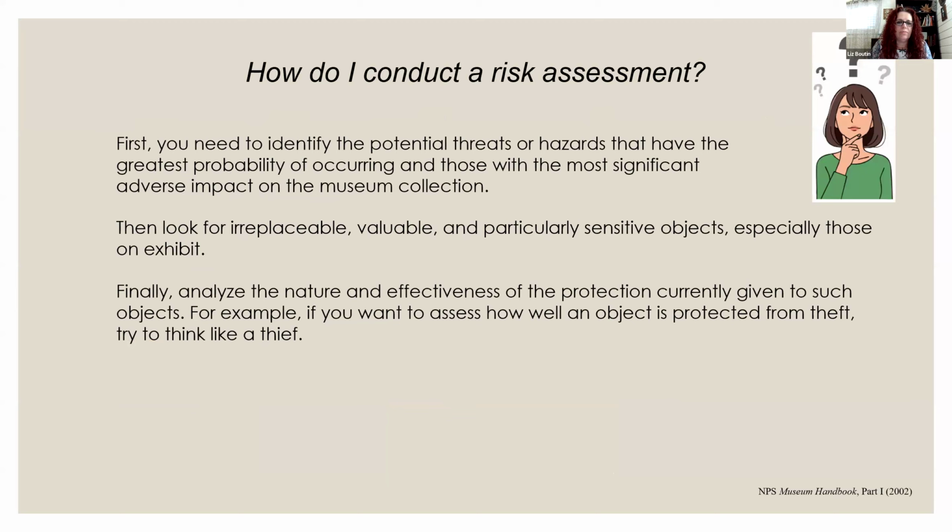So how do I conduct a risk assessment? Well, first, again to reiterate, you need to identify the potential threats or hazards that have the greatest probability of occurring and those with the most significant adverse impact on the museum collection. Then you look for irreplaceable, valuable, and particularly sensitive objects, especially those on exhibit. You can't forget about any items that are on display or in an exhibition. Then finally, you analyze the nature and effectiveness of the protection currently given such objects.